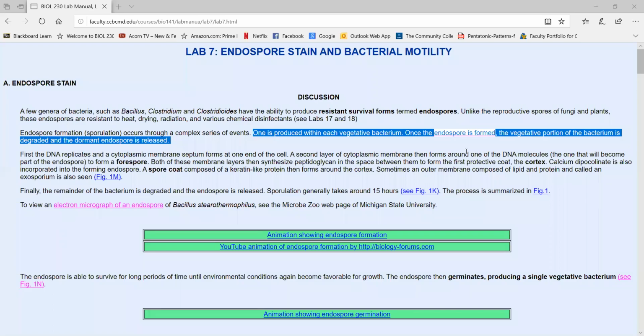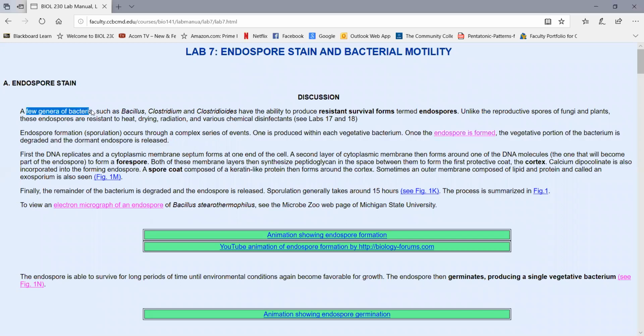In Lab 7, we're going to be looking at bacterial endospores and bacterial motility. Both of these are topics, of course, we covered back in Unit 1 when we discussed bacterial anatomy. Now, we saw that a few genera of bacteria in the domain Bacteria, namely the genus Bacillus, the genus Clostridium, and the genus Clostridioides, have the ability to produce resistant survival forms termed endospores.